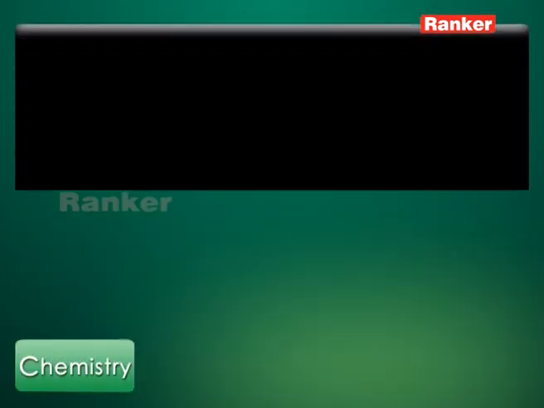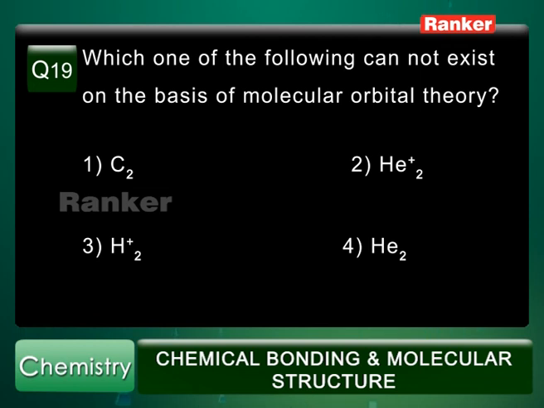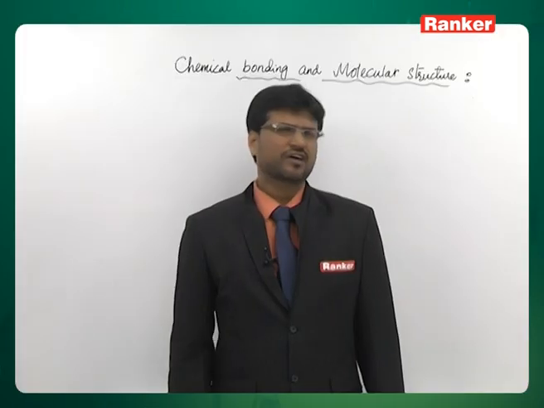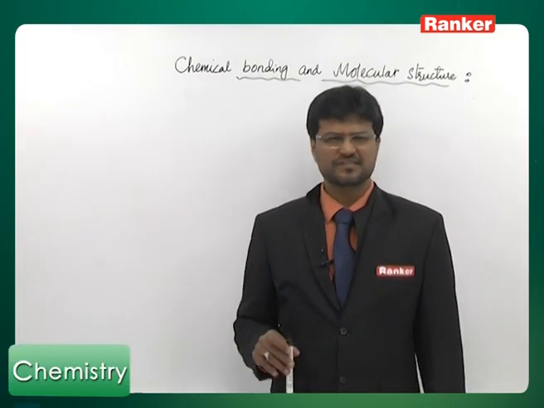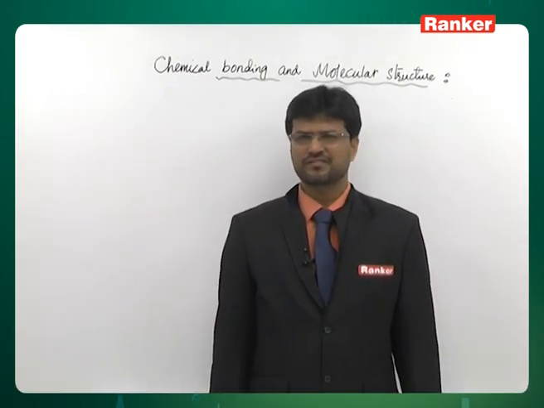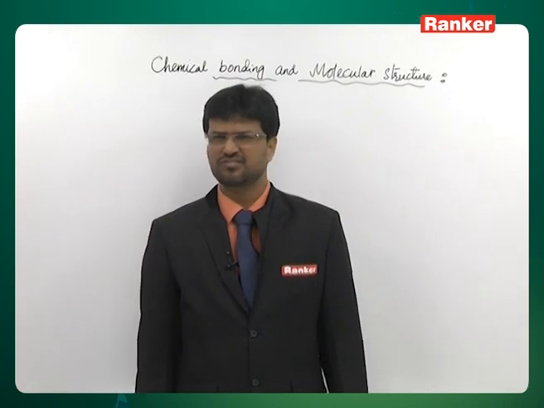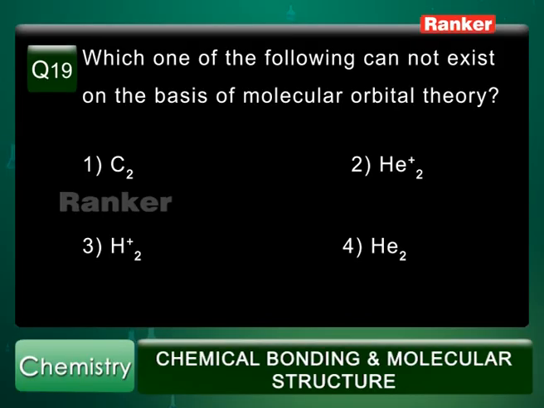Question number 19. Which one of the following cannot exist on the basis of molecular orbital theory? Options are C2, He2 plus, H2 plus, He2. According to molecular orbital theory, any species whose bond order comes out to be 0 will be non-existent. Bond order is 0 for He2, therefore, He2 does not exist. Answer is fourth option, He2. The reason for its non-existence is, I will tell you once again, its 0 bond order.